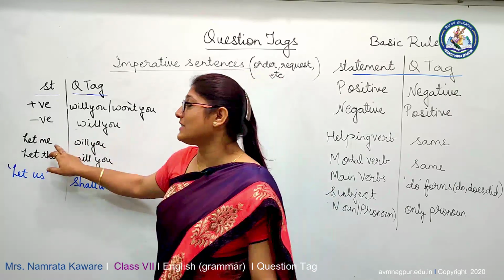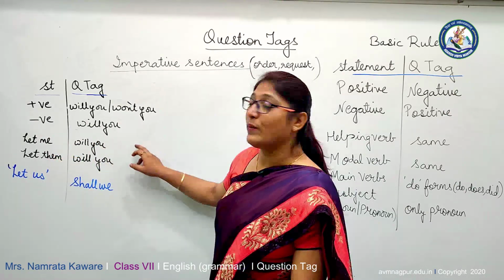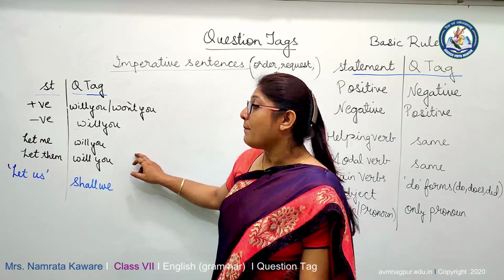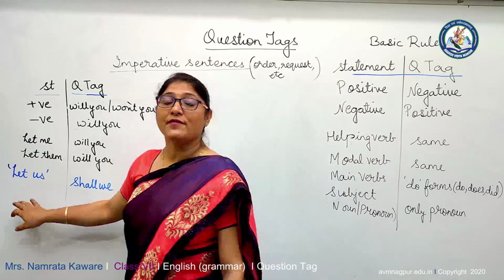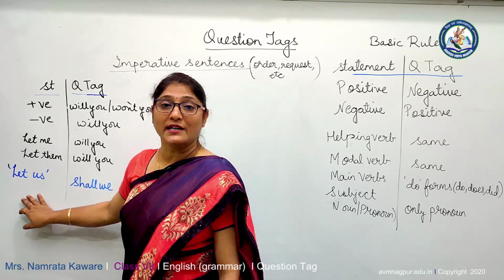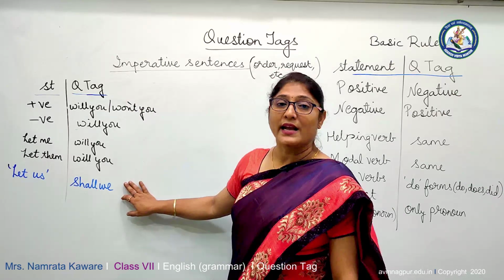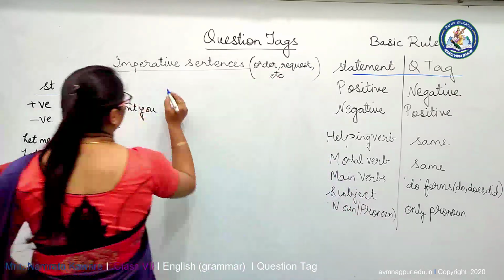When the sentences begin with let me, let them, let you, then the tag will always be will you. But there is an exception. If the sentence begins with let us, that means the action is done together. That time we change it to shall we. Let's see the examples.